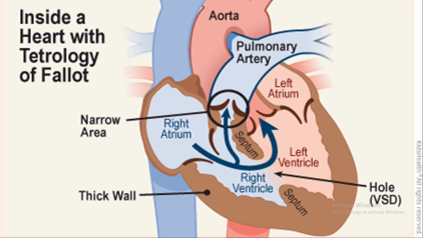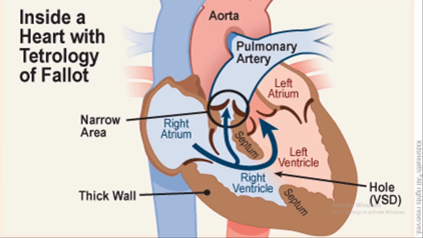Then overriding aorta: you can see here that the aorta is overriding over both the right ventricle and left ventricle. In this figure, the overriding aorta is not shown in a very good manner, but keep in mind that if you are looking at this picture, the aorta is a bit more towards the left side. Ventricular septal defect is another anatomical defect of the tetralogy of Fallot.